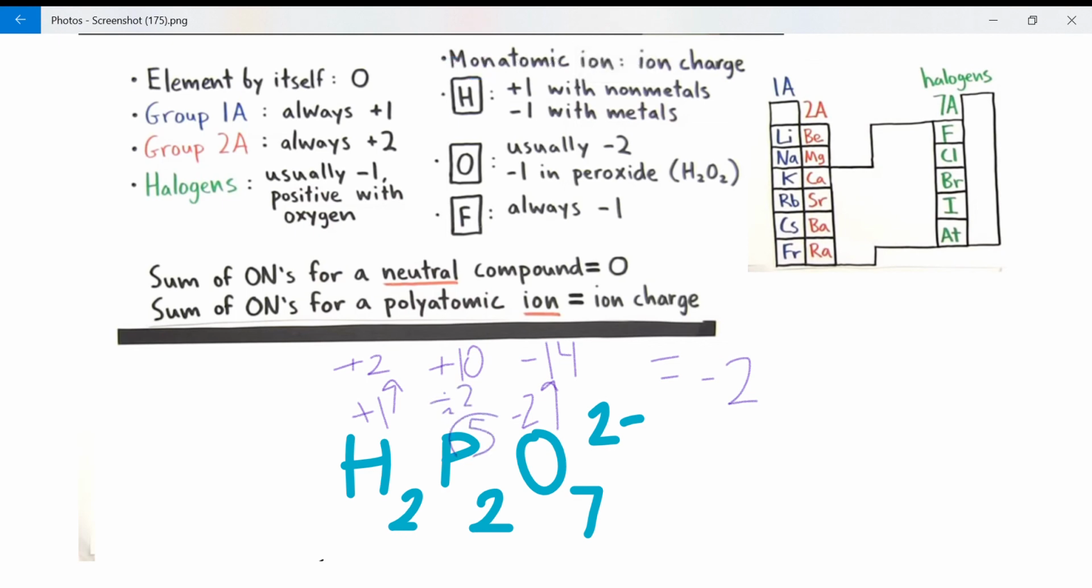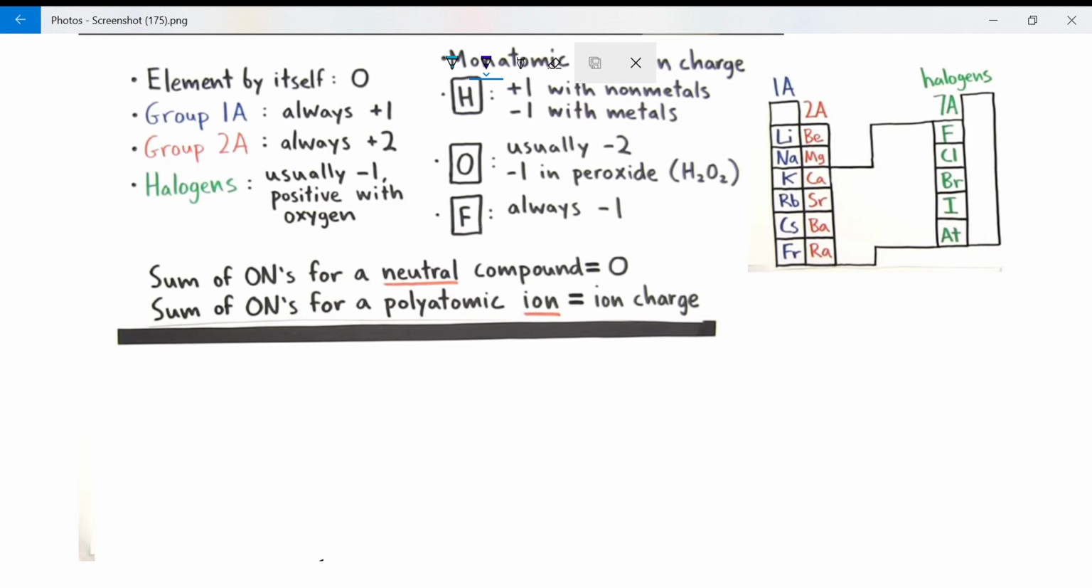So you got 5, you got 2, and you got 1. So that's pretty much oxidation numbers. We went through some good examples, and just follow the rules. It's pretty much all you need.